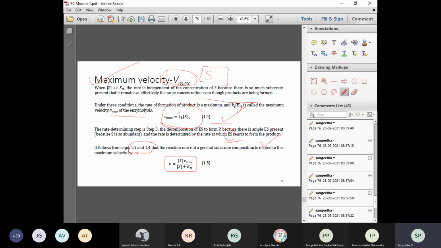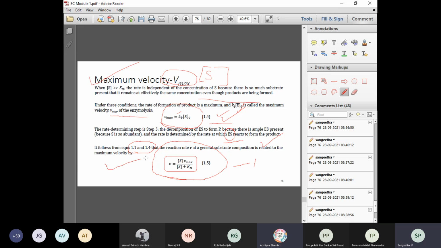It's given clearly that the reaction rate at a general substrate composition is related to the maximum velocity. So when you do it, you'll get this equation finally: the reaction rate is equal to the concentration of the individual substrate times the maximum velocity, divided by the concentration of the individual substrate plus the Michaelis constant. So this is going to be another equation. Write it down.